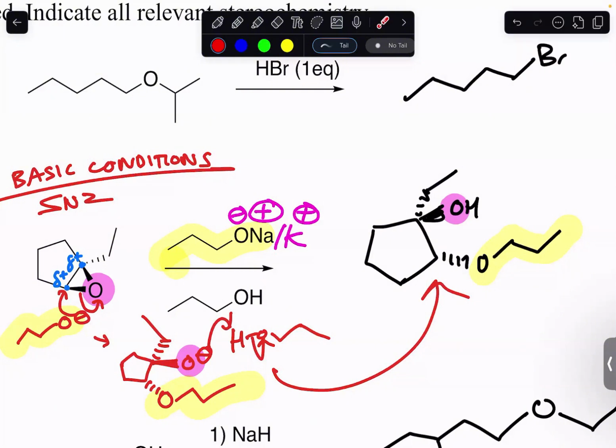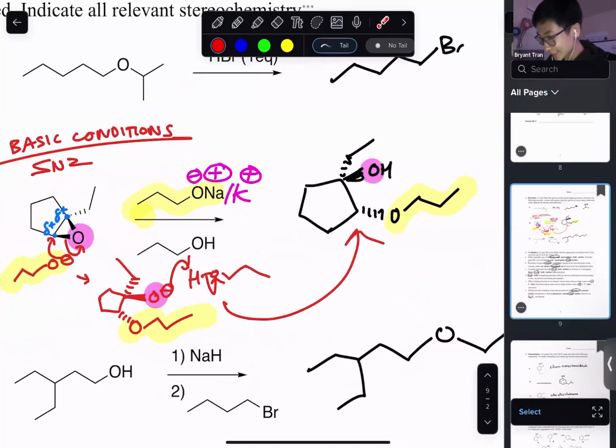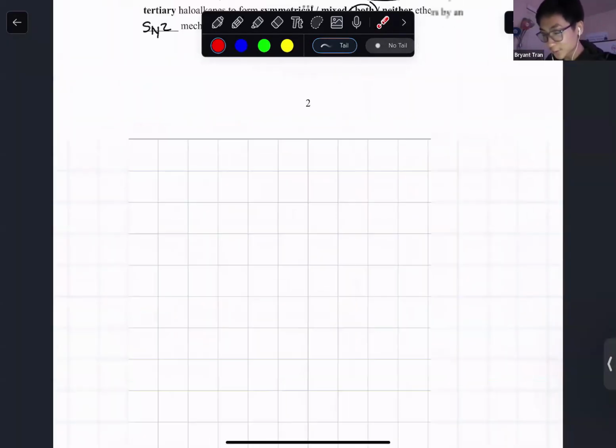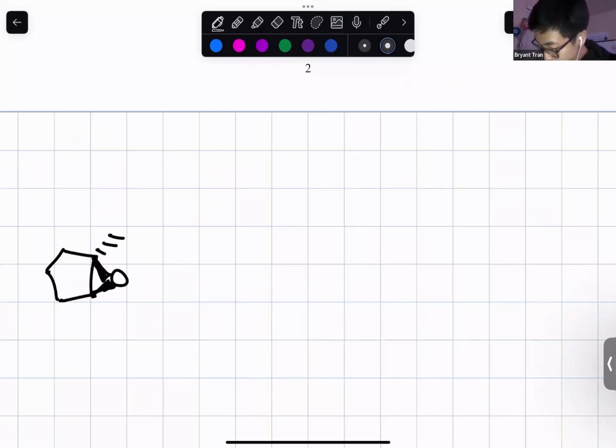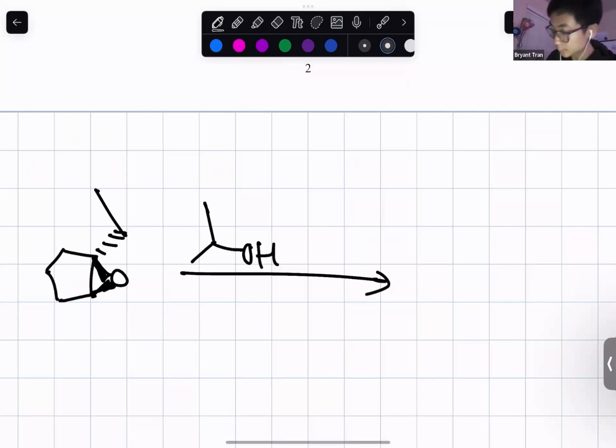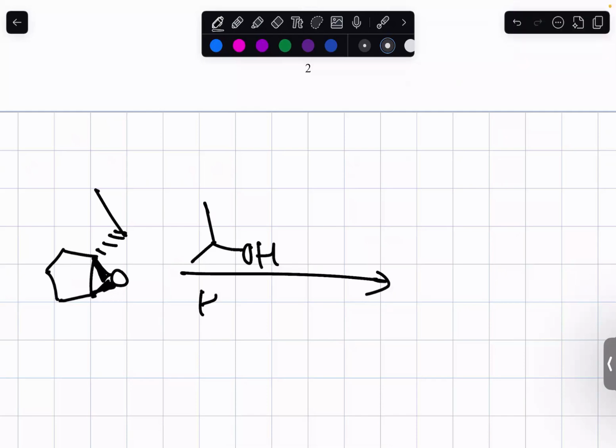This right here is basic conditions where we attack the less substituted side and invert stereochemistry, which I would say is the easier conditions. The harder conditions, mechanism wise, is the acidic conditions. So let's use the same epoxide, but I give you different reagents here. Instead of basic conditions, we're going to use acidic conditions, where the reagents are going to be isopropanol, not isopropyl, but isopropanol with an alcohol, and H2SO4 acid.